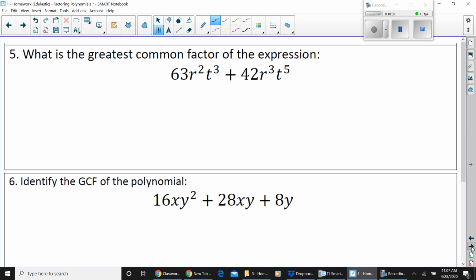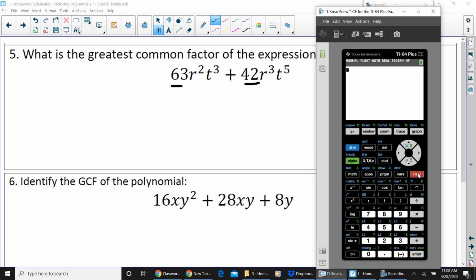All right, number 5. What is the greatest common factor of the expression? It's just asking for the greatest common factor. Press pause and try it on your own. So the best way I could tell you to do this is take it one step at a time. 42 and 63. What's the greatest common factor that goes into those numbers? Just thinking about greatest common factor, it has to be the greatest number.